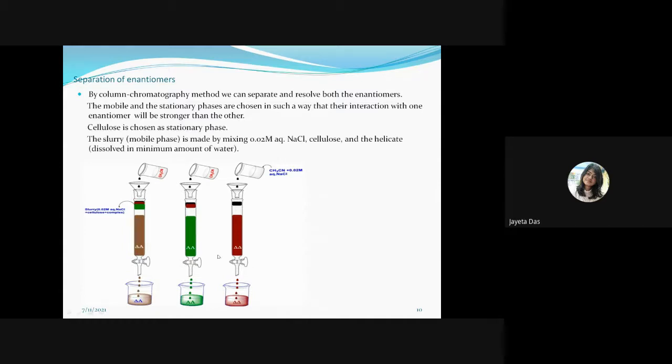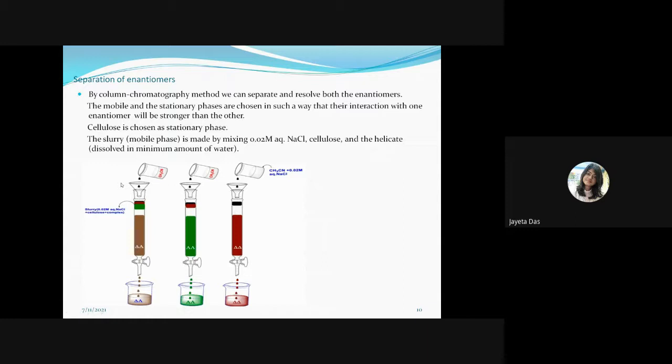So here I chose cellulose as the stationary phase, and the mobile phase will be a slurry mixture of NaCl, cellulose, and obviously the helicate. So what is the method? First, in a burette, if I take that stationary and mobile phase and add acetonitrile drop by drop, then first a light brown colored solution will come out. These are the mesohelicates. Then a green colored solution will come out. This is of lambda-lambda type, and then a pink or reddish solution will come out. This is delta-delta type.